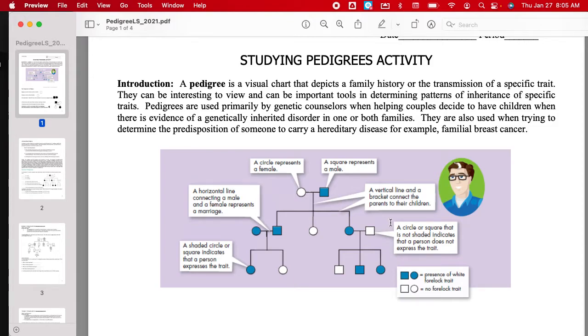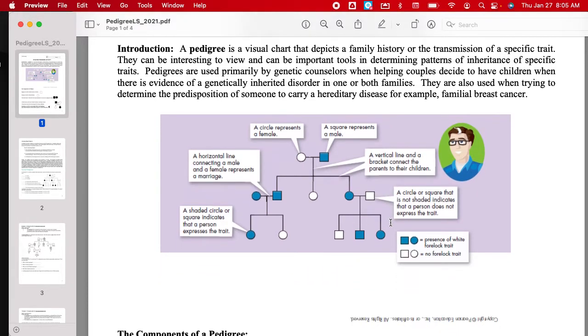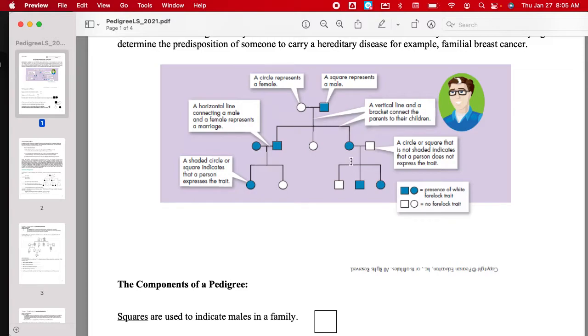They are also used when trying to determine the predisposition of someone to carry a hereditary disease, for example, familial breast cancer. And this is a pedigree. It's like a family tree, and it's made up of shapes, circles and squares. A circle represents a female, and a square represents a male. If the lines are connected to each other like so, that usually indicates marriage or that they had children together. Vertical lines connect the parents to the children.